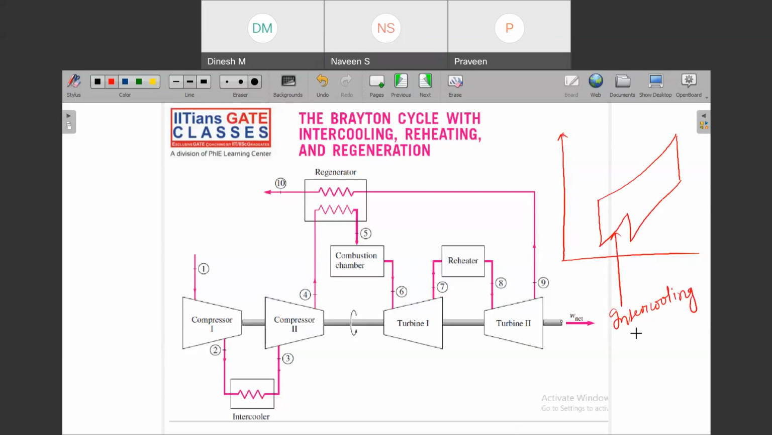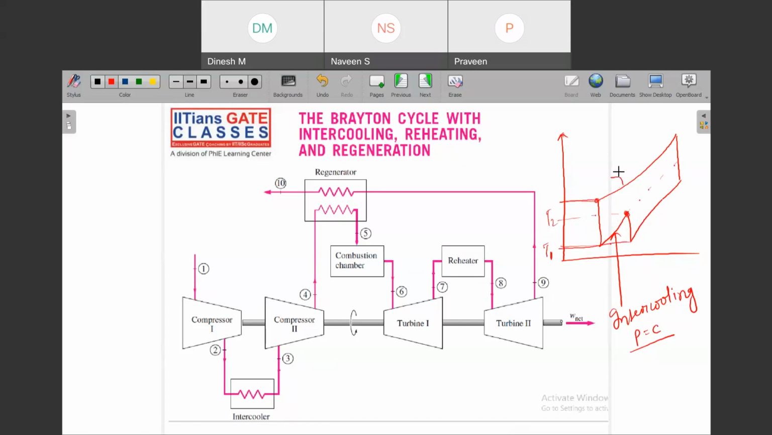And intercooling is done at constant pressure, and you have tried to reach, let us say that this was T1, and then if this was T2, then you have tried to reduce back to T1 again. So can you see that if there was no intercooling, then your heat supply was from T2 itself. But now can you see that your heat supply is from somewhere here?